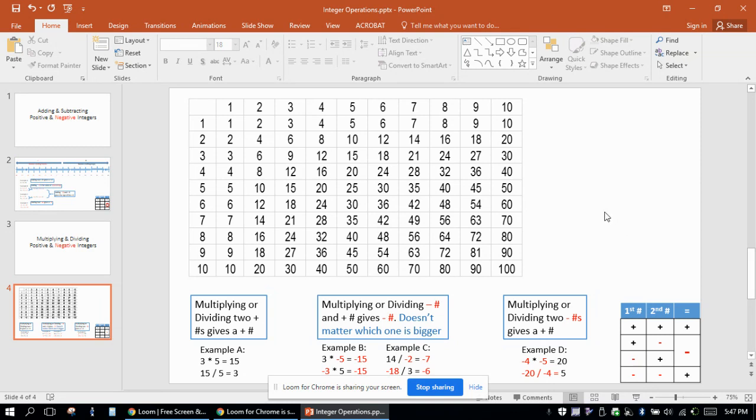Hopefully that's a quick review for you guys. Hopefully you learned that in middle school, and we're now just refreshing your memory about the rules for multiplying and dividing positive and negative integers.